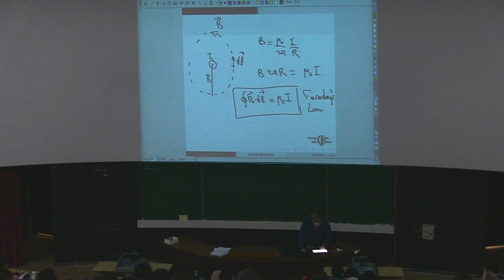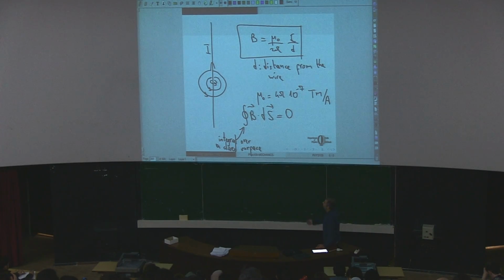And here we have an integral over a closed line. Closed loop. So this is a line integral. We are going over a line which is closed. In the previous case, although we use the same symbol, this is over a closed surface. We are summing over the closed surface.